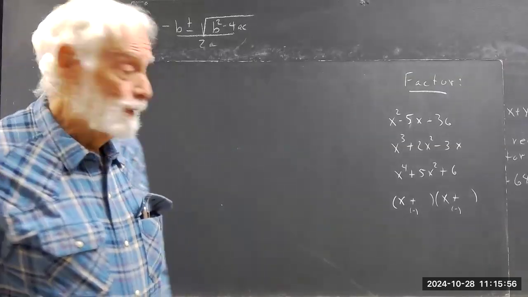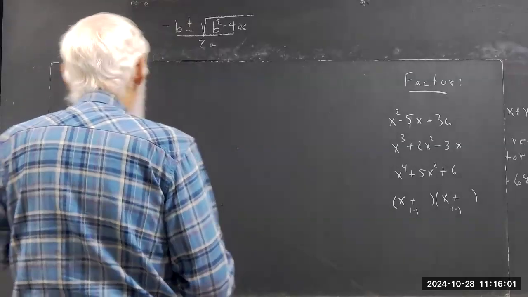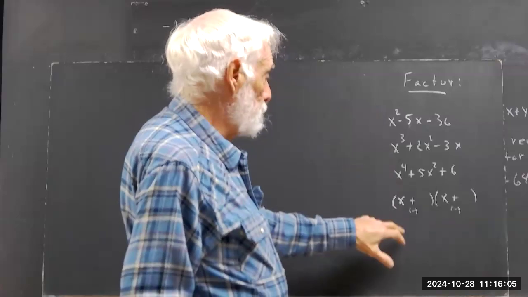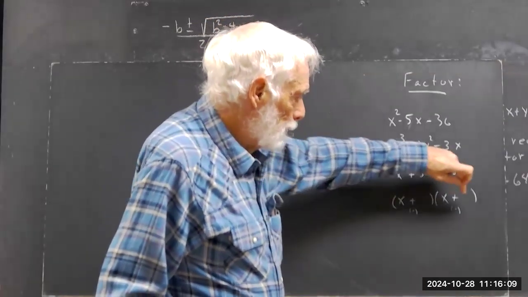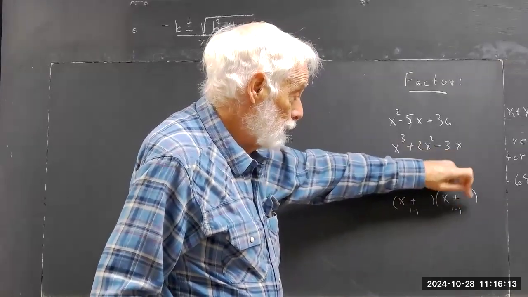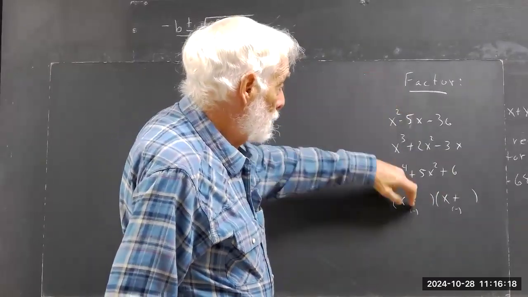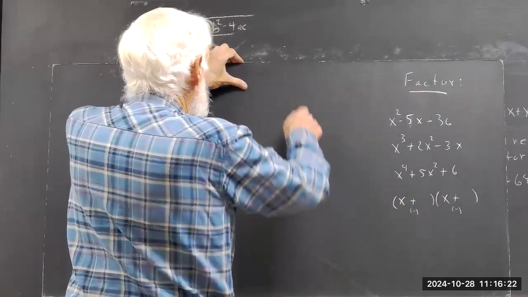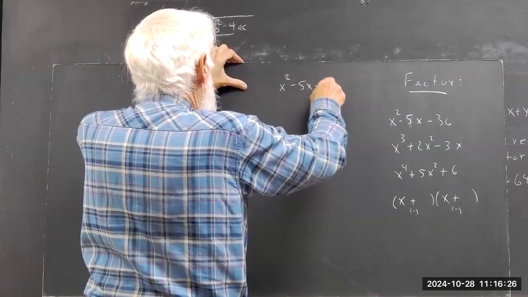Okay, so we've got these expressions to factor. And the hint is, at least on the first one, you've got to find a number to put here and a number to put here, with a plus or minus in each case as needed, so that when you multiply it out, you get this. Okay, so let's say you've got x squared minus 5x minus 36.